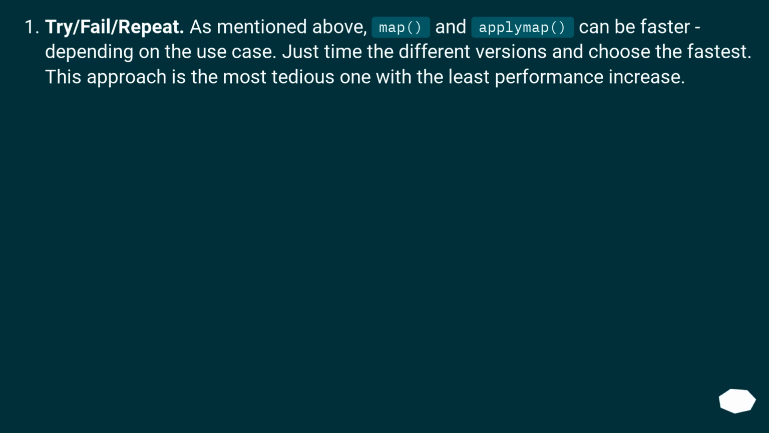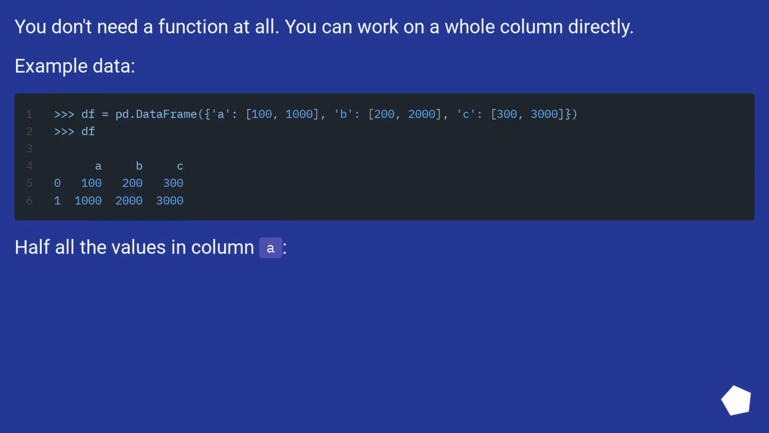Try/fail/repeat. As mentioned above, map and applymap can be faster, depending on the use case. Just time the different versions and choose the fastest. This approach is the most tedious one with the least performance increase. You don't need a function at all. You can work on a whole column directly. Example data. Half all the values in column A.